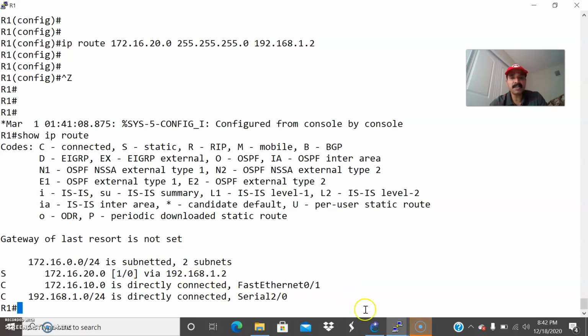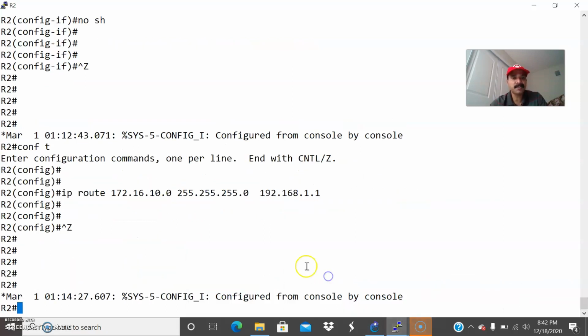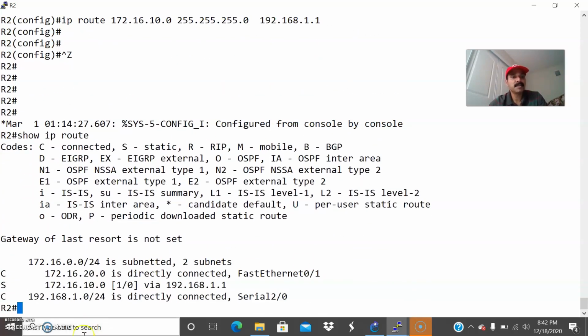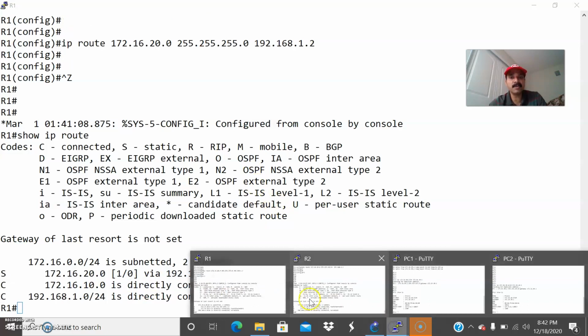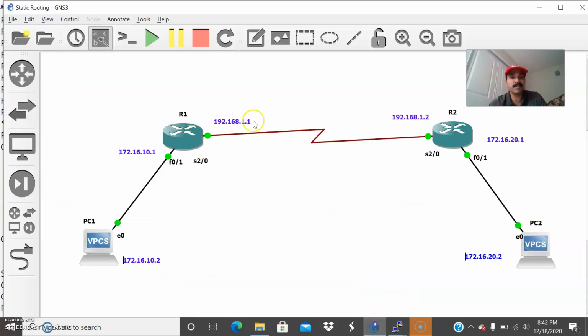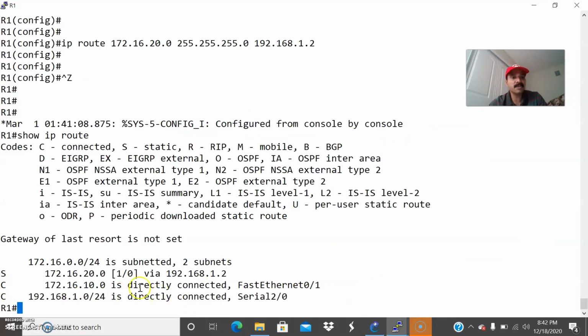Similarly, let us go to R2 and check show ip route. The remote network is 172.16.10.0. This is a static route, and this is the administrative distance, and this is the next hop 192.168.1.1. It is reaching the remote network via this gateway, 192.168.1.1. That's what you are seeing here.